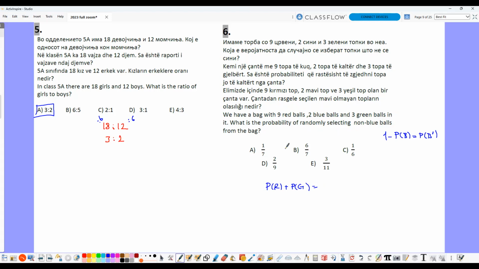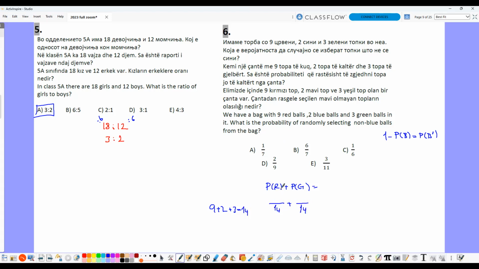Here 9 plus 2 plus 3 is equal to 14. So this is the first part that you have to find, the total. Then you are going to divide by it, you are going to use this one for the division. Let's say 14 is the total.